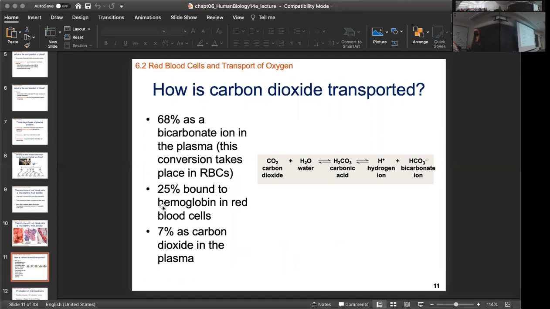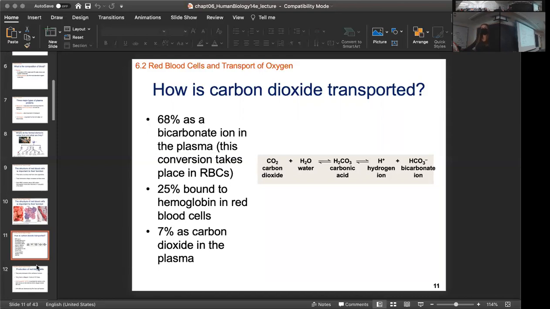About 25% of your carbon dioxide is bound to hemoglobin in red blood cells, and about 7% of that carbon dioxide is found in the plasma. So this is just saying, where's our carbon dioxide? How is it transported throughout the body? You don't need to worry about the specific percentages or anything like that.